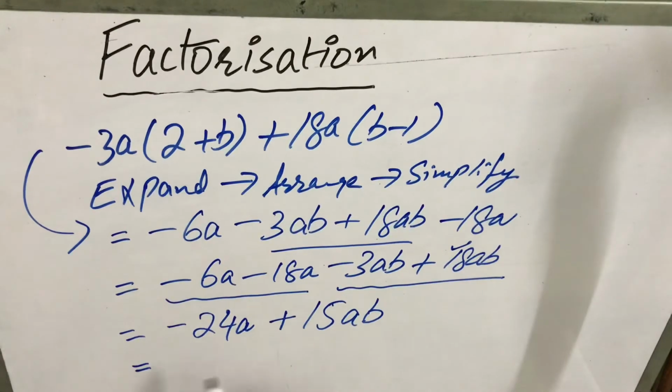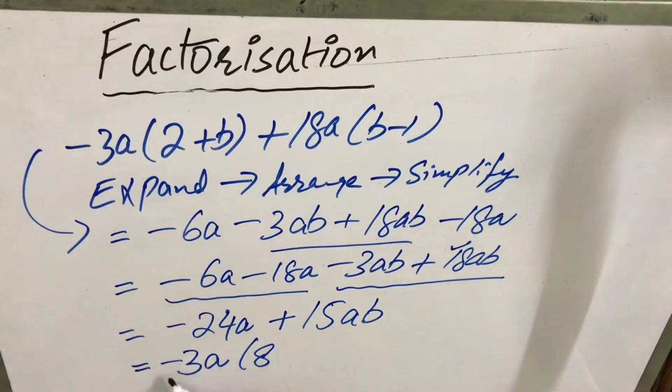What is common in both? Maximum 3a. 3 8s are, okay, I take the minus sign outside, 3 8s are 24, negative sign is outside, a is outside, minus inside because plus is outside, minus minus plus, 3 5s are 15b. This is the final answer.